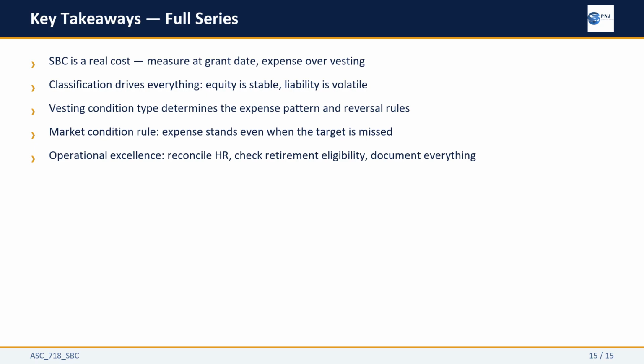Operational excellence in SBC accounting means reconciling HR data every period, checking retirement eligibility on every new grant, documenting every valuation and estimate contemporaneously, and applying the 3-level review structure so that judgment calls receive appropriate oversight.